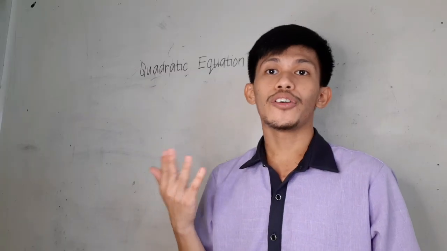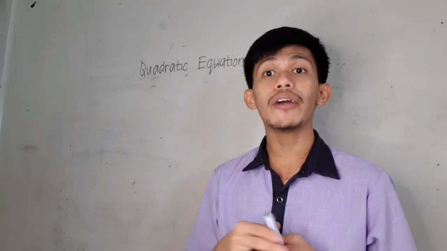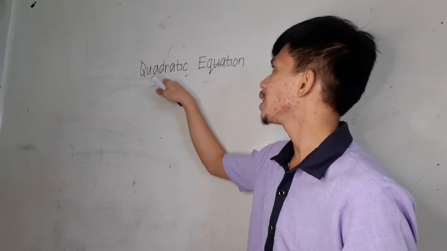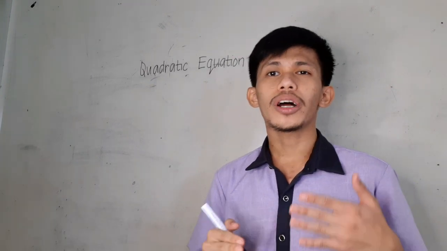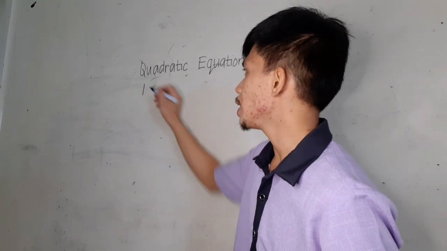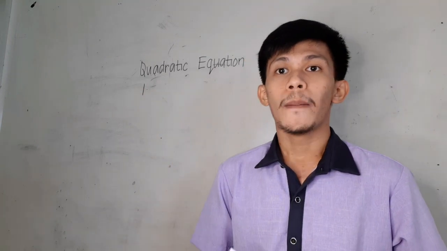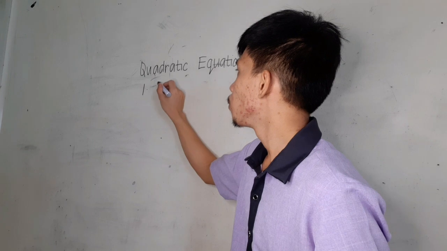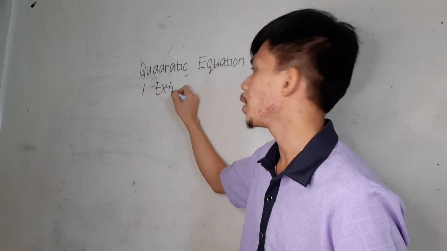For the first quarter of grade 9 mathematics, our topic is all about quadratic equation. There are many ways in solving quadratic equation. The first way is solving quadratic equation by means of extracting the square roots.